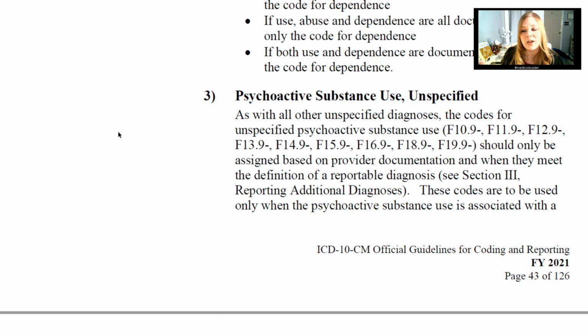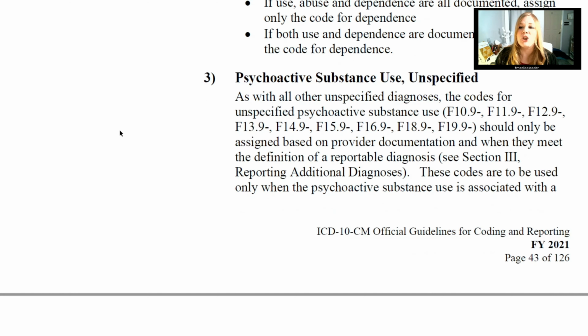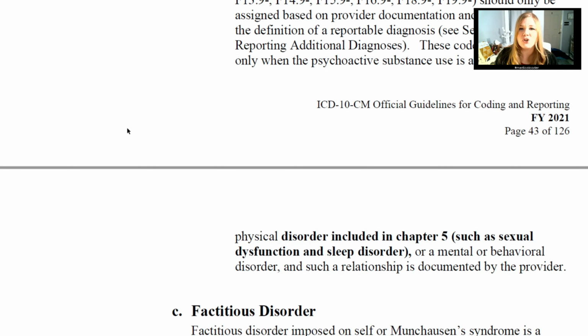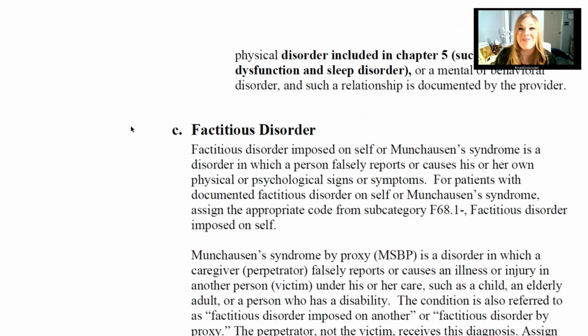Psychoactive substance use, unspecified, as with all other unspecified codes, the codes for unspecified psychoactive substances, and they give the whole code range there of the F series, should only be assigned based on the provider's documentation and when they meet the definition of a reportable diagnosis. These codes are to be used only when the psychoactive substance use is associated with a physical disorder as described in Chapter 5, such as sexual dysfunction and sleep disorder, or a mental or behavioral disorder such as a relationship disorder, and that is documented by the provider.